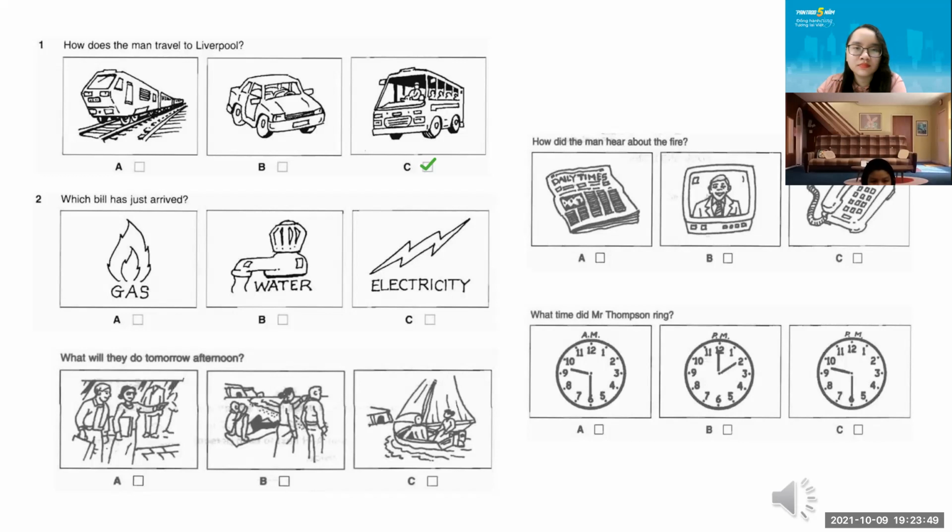Now listen again. Is that the electricity bill? No, it's the water bill. Is it very big? Not as bad as last time. Oh, good.